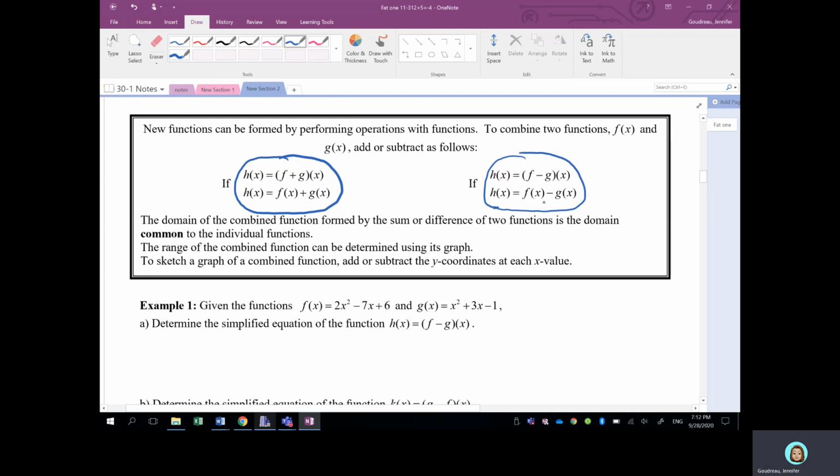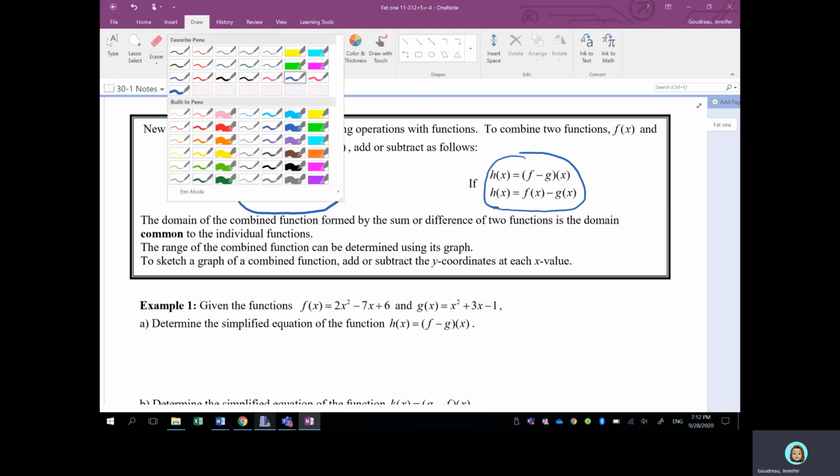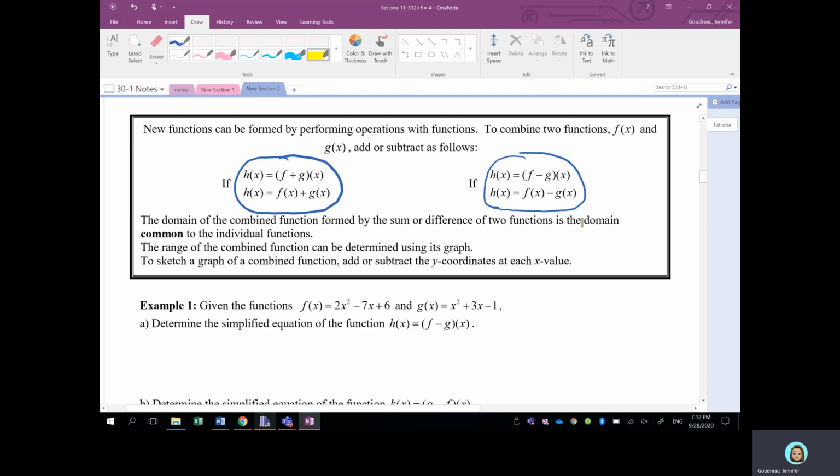To find the domain of a combined function formed by the sum or difference of two functions, use the domain common to the individual functions. So let's highlight that. Is the domain common to the individual functions? What that means is we need to determine the domain of one function, the domain of the other function, and then decide where those domains overlap. Decide where both of those functions exist, and that becomes the domain of your combined function.